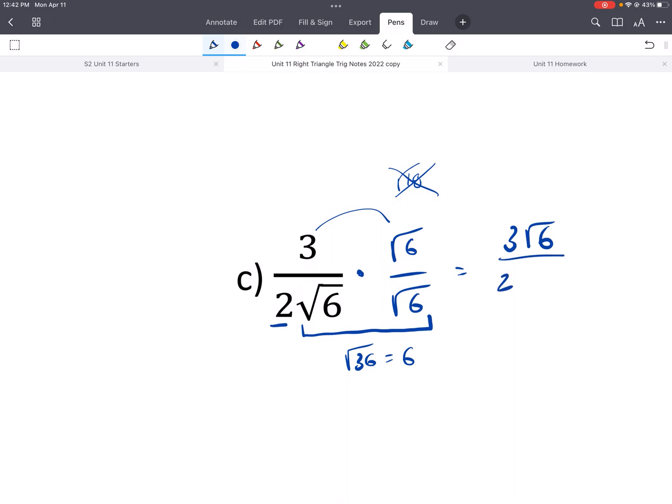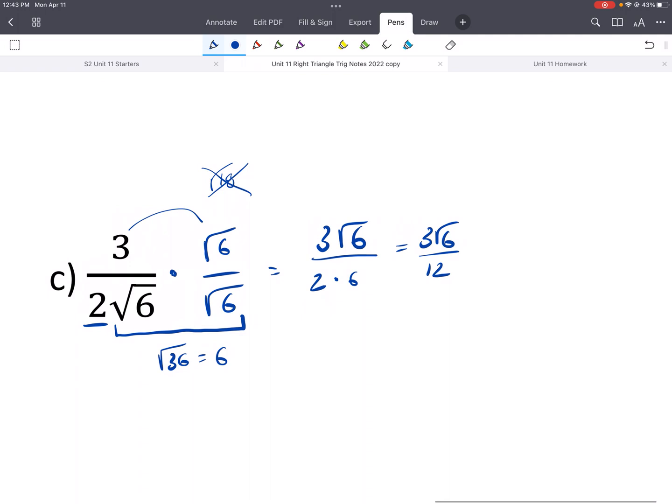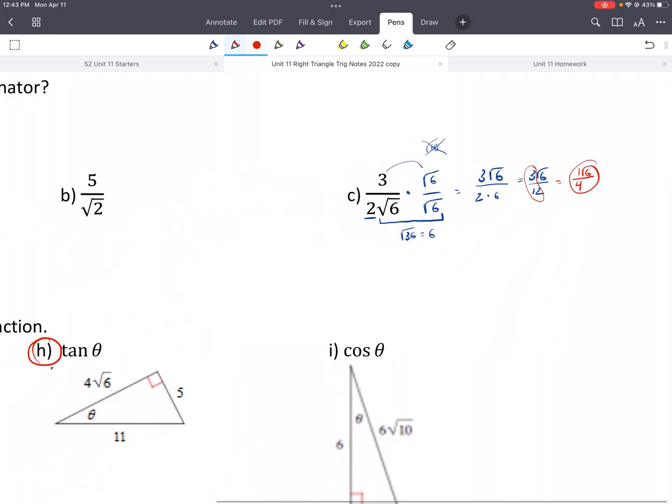But we still have this 2 already, so we've got 2 times 6. So that's 3 square roots of 6 over 12. And then again, we only simplify what's outside of the root. So that would be the same as 1/4. So we could divide top and bottom by 3. All right.